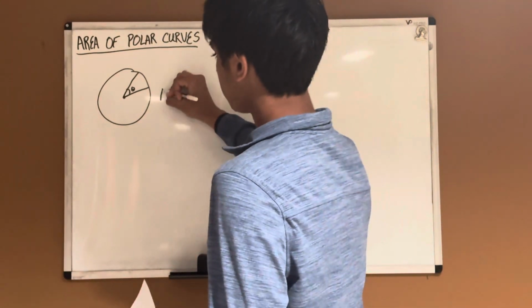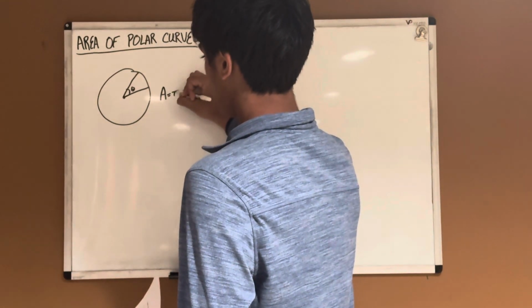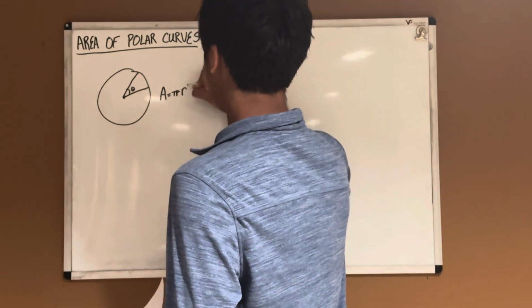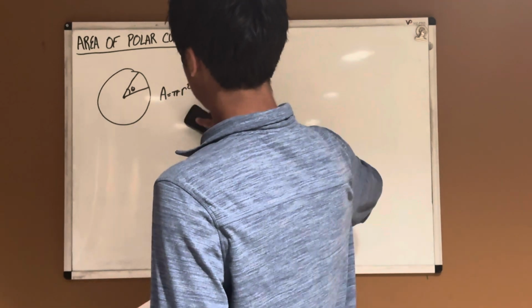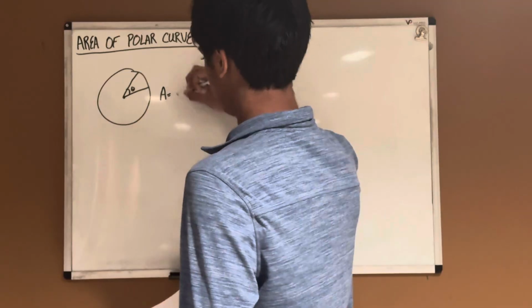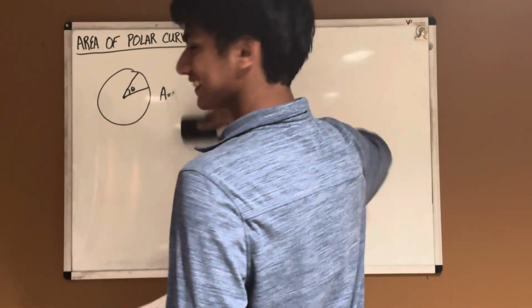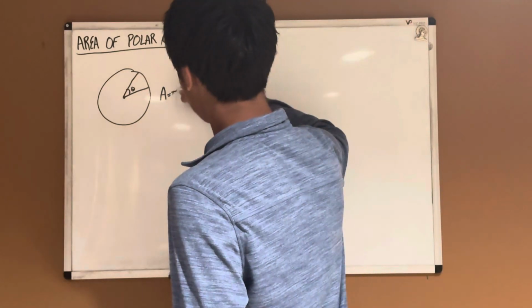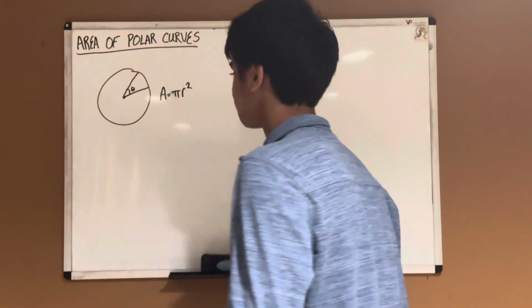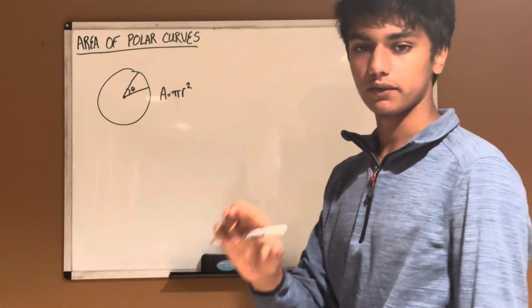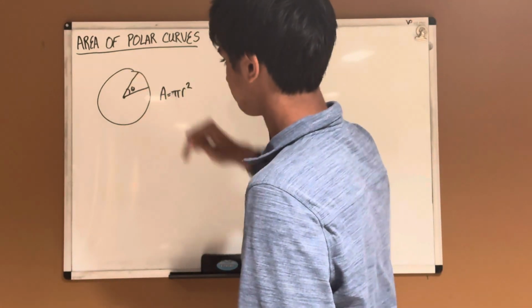Well, we know that the total area of the circle is pi r squared, right? Pi r squared. And we want to find only the area of this sector here.